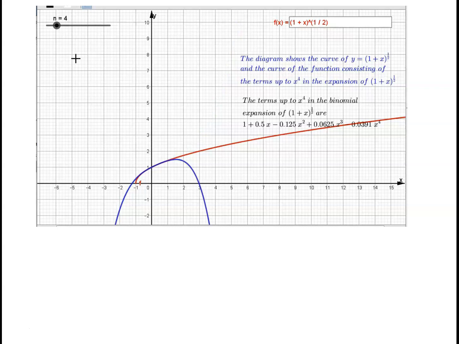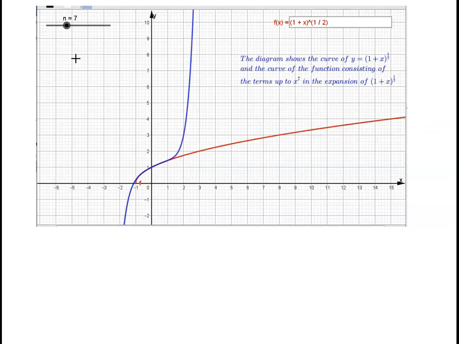Looking at the approximation obtained by taking the terms up to x to the power 4 in the expansion of (1 + x)^(1/2), we see a similar pattern. It's a good approximation between −1 and 1, but ceases to be a good approximation away from those values.